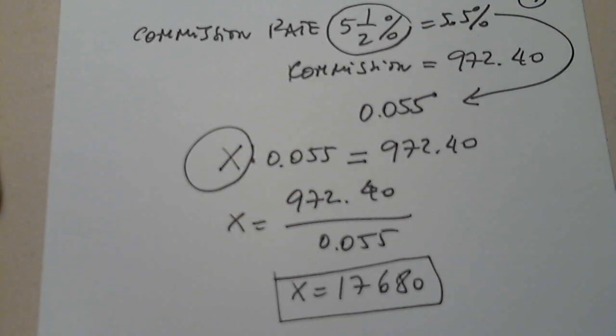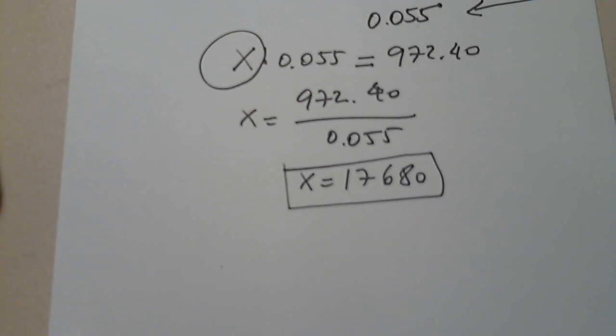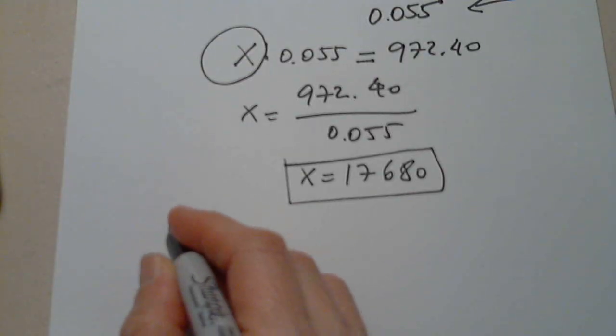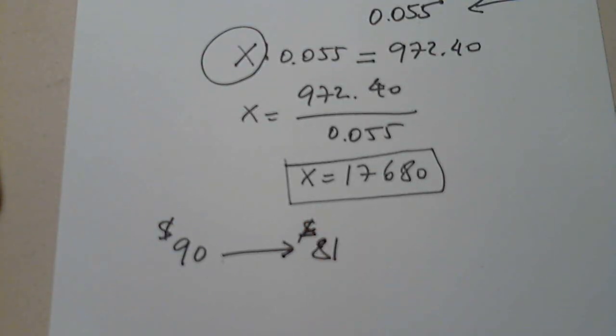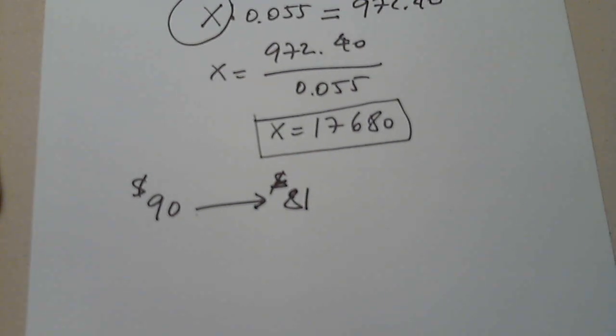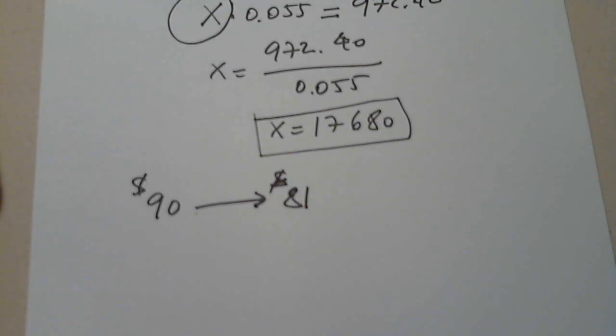Okay, so during a sale, a dress decreased in price from $90. It went down to $81. What was the percent of decrease? They're not telling us what the discount is, 5%, 10%, 2%, 50%. But they're telling us the original price was 90, and now you can get it by paying 81. So we want to know what the percent decrease was.